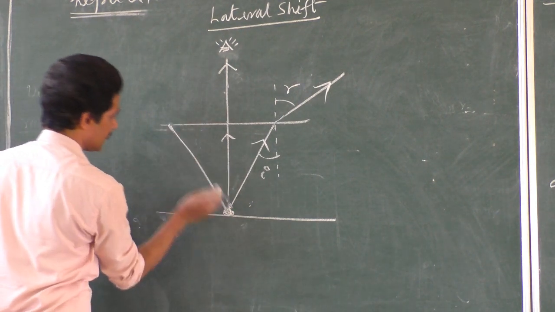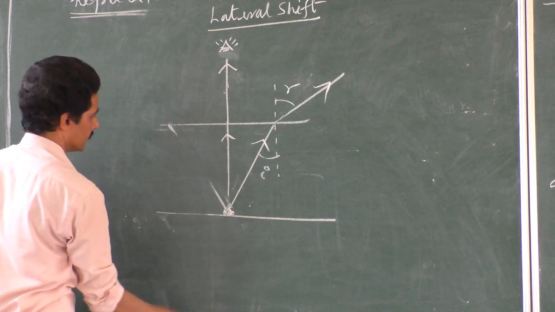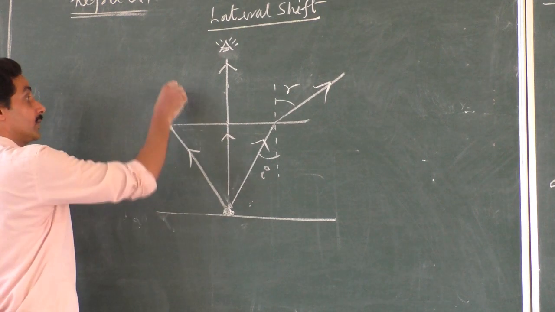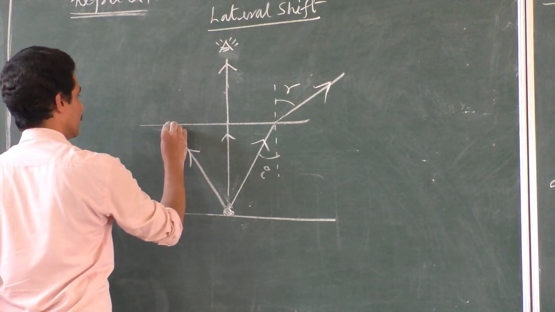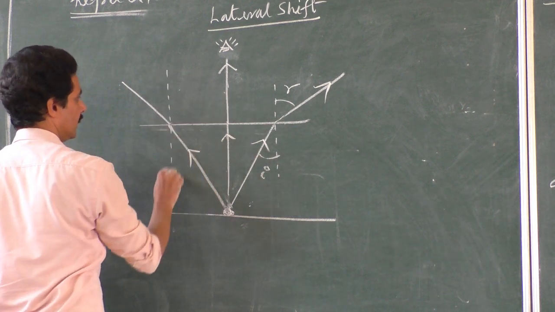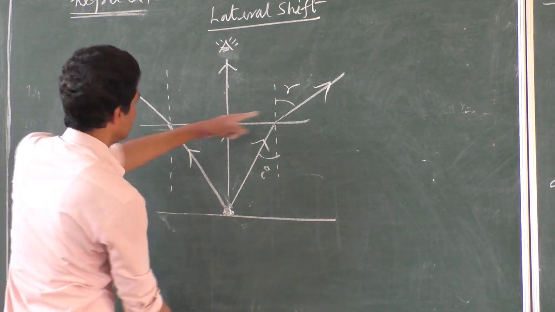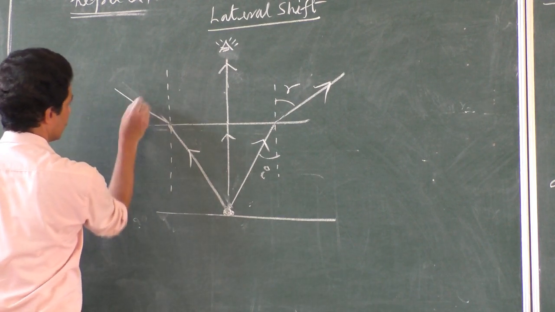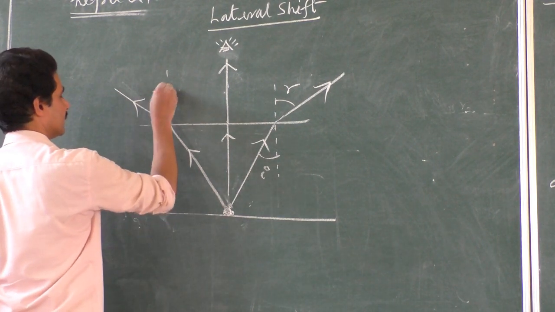So keep on drawing this along with me. So this is another ray of light moving from denser to rarer medium. Now it also bends away from the normal. This is the normal, and it should bend similar to this one. Okay, so it bends away from the normal. This is the angle of refraction for this ray.